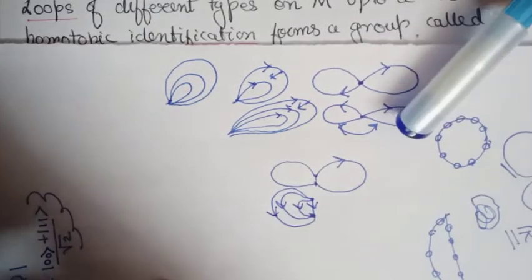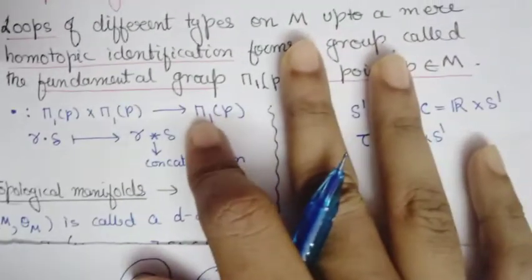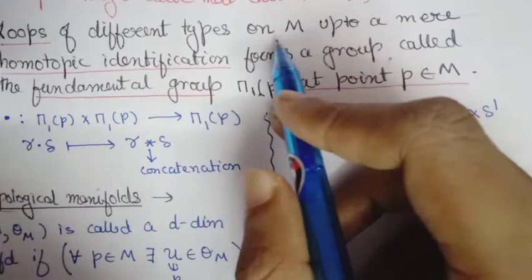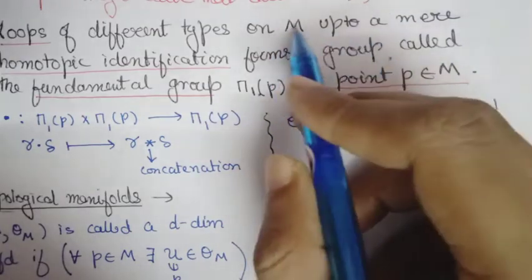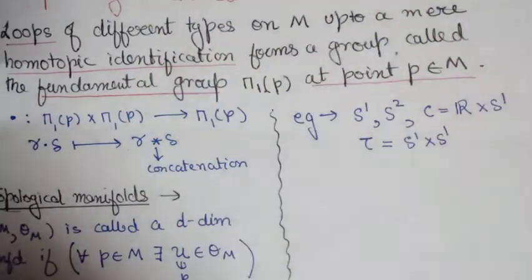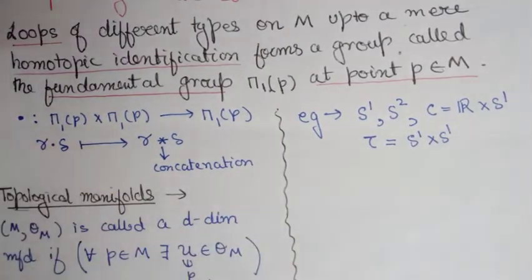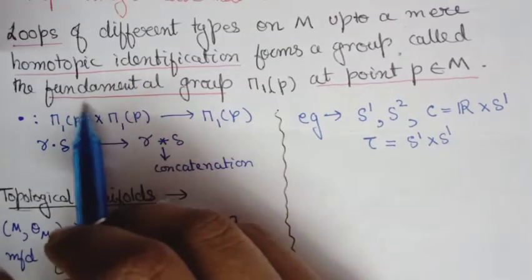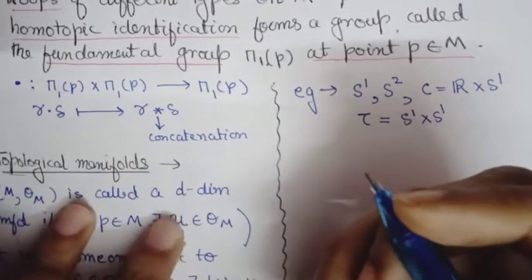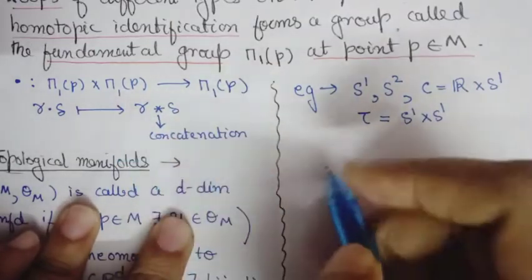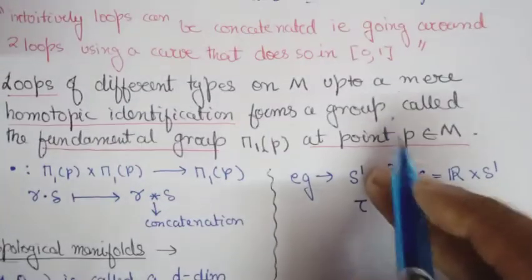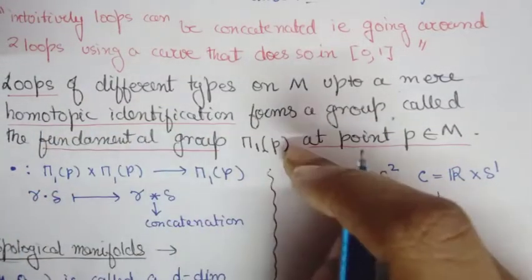So that's the point of these loops. Now loops can be of different types on a manifold, on a topological space M introduced by a topology, and grouped together by proper identification forms a fundamental group. So this is again quite intuitive, because you see what I mean by concatenation, and I already explained what is called homotopic identification.